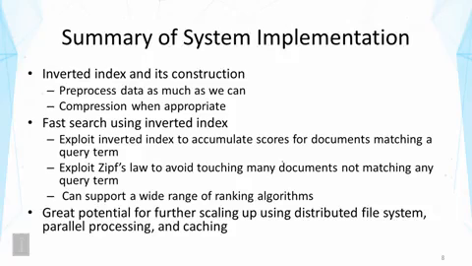And then we talked about the fast search using inverted index, basically to exploit the inverted index to accumulate the scores for documents matching a query term. And we exploit the Zipf's law to avoid touching many documents that don't match any query term. And this algorithm can actually support a wide range of ranking algorithms. So these basic techniques have great potential for further scaling up using distributed file system, parallel processing, and caching.